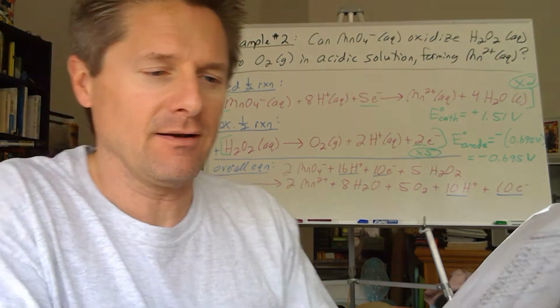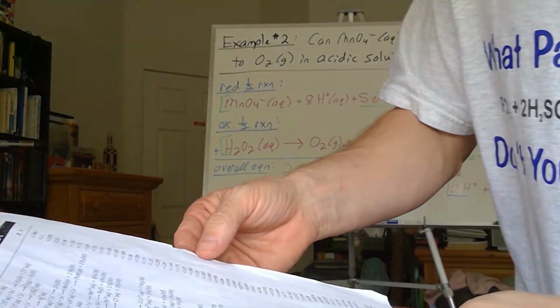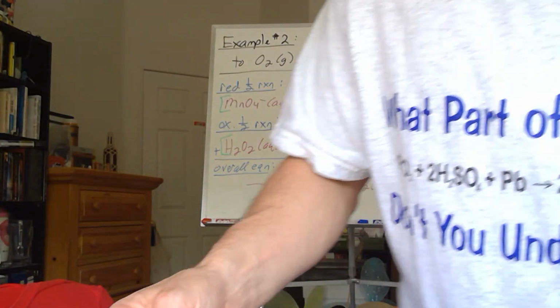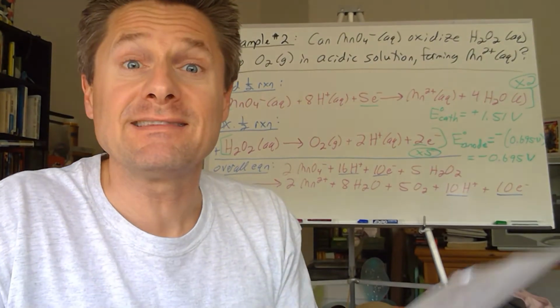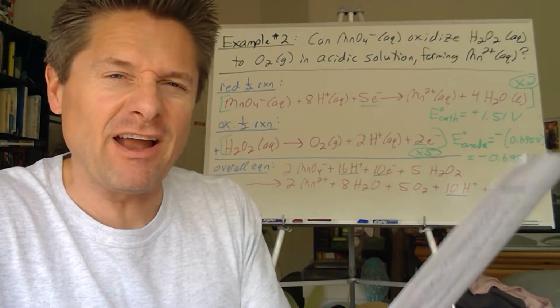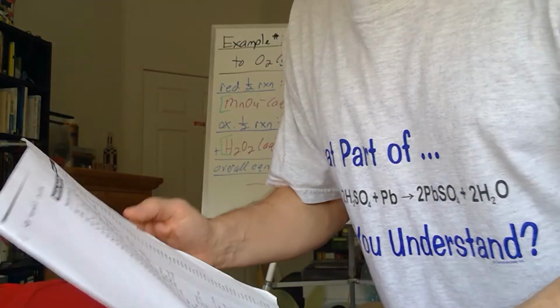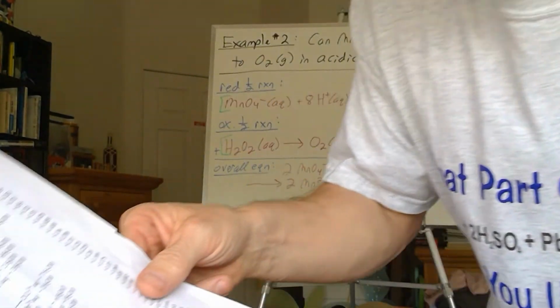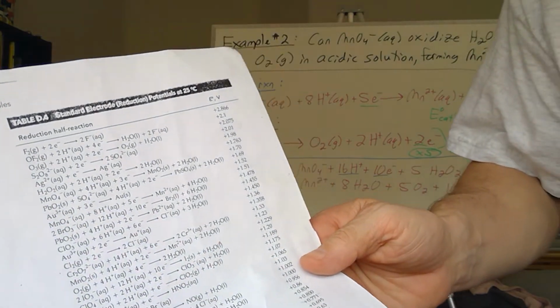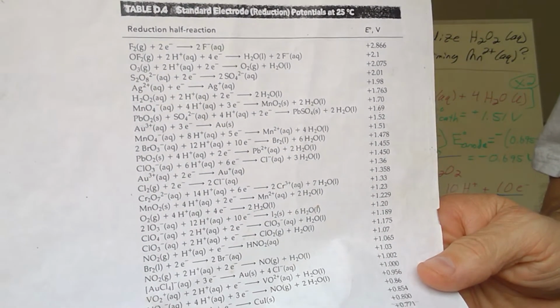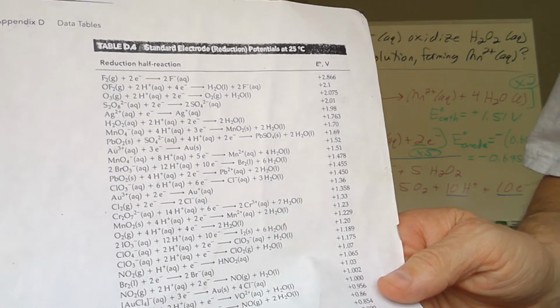Where is that at here? I'm going to pause this and find it. I can't read very well. I'll find it. Hold on. There it is. I don't have my old man glasses on. These are so small. So here's O2 gas plus 2H+ plus 2e- giving H2O2.